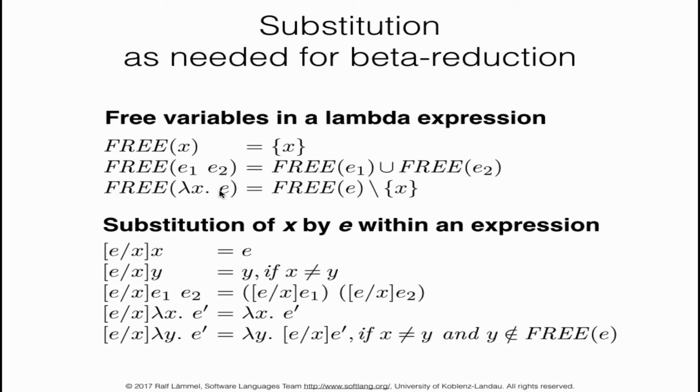And here is the very simple definition of what it means for a variable to be free in an expression. Obviously, when we have the expression x, then the variable x is free in that expression. When we have a function application, then variables free in either operand are free in the function application. And when we have a lambda abstraction, then all the variables of the body of the lambda abstraction are free except for the variable that is bound by the lambda abstraction.